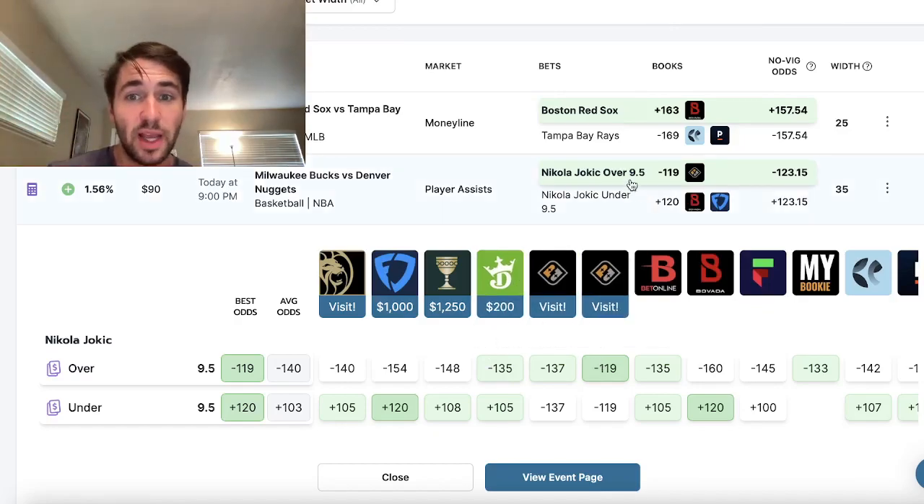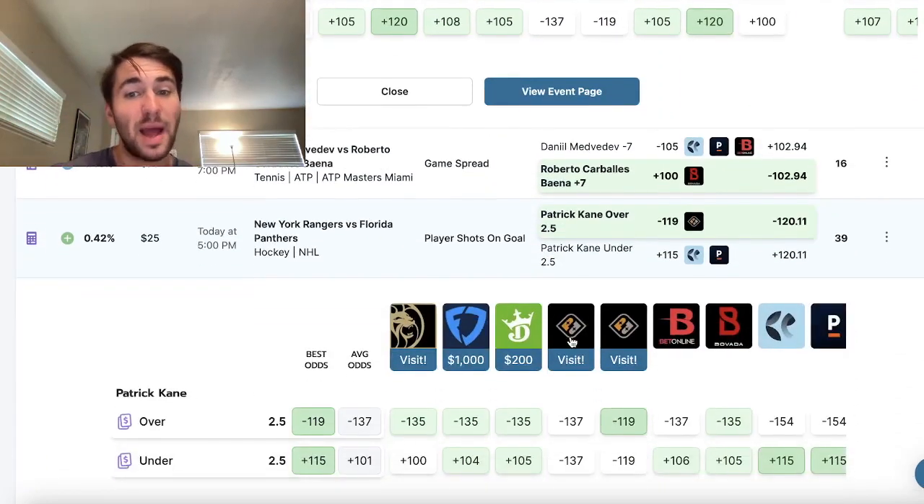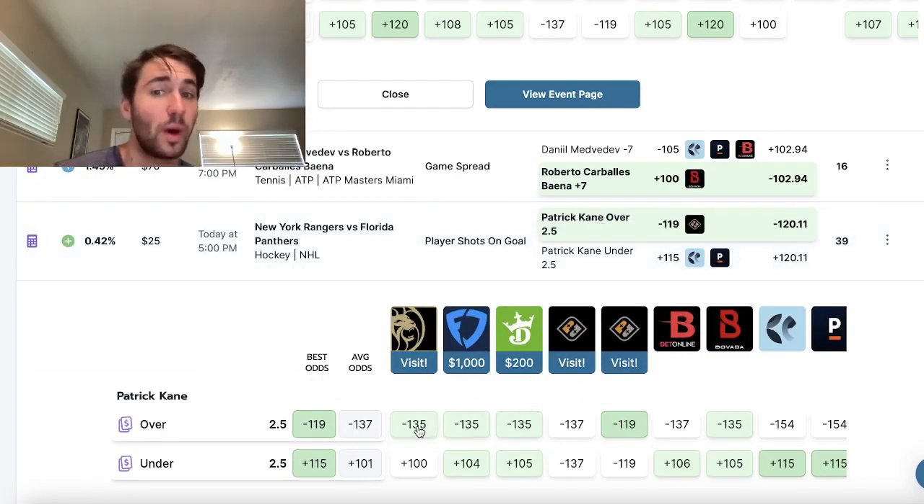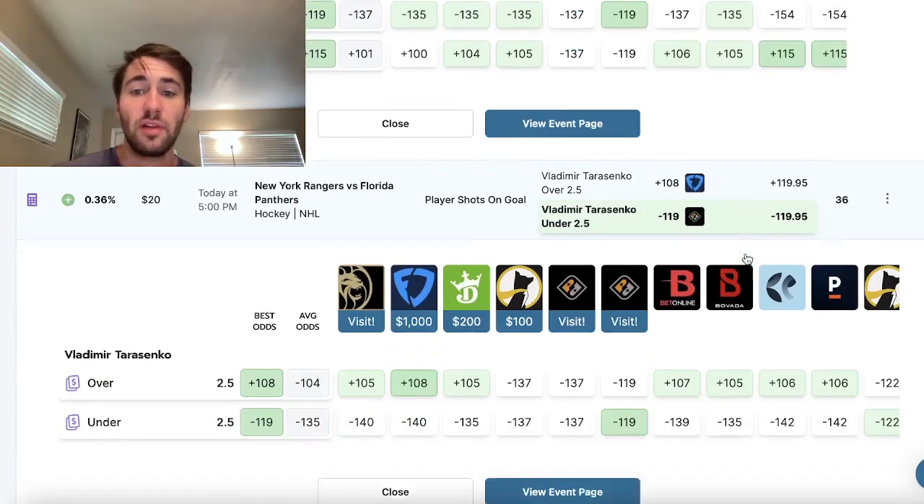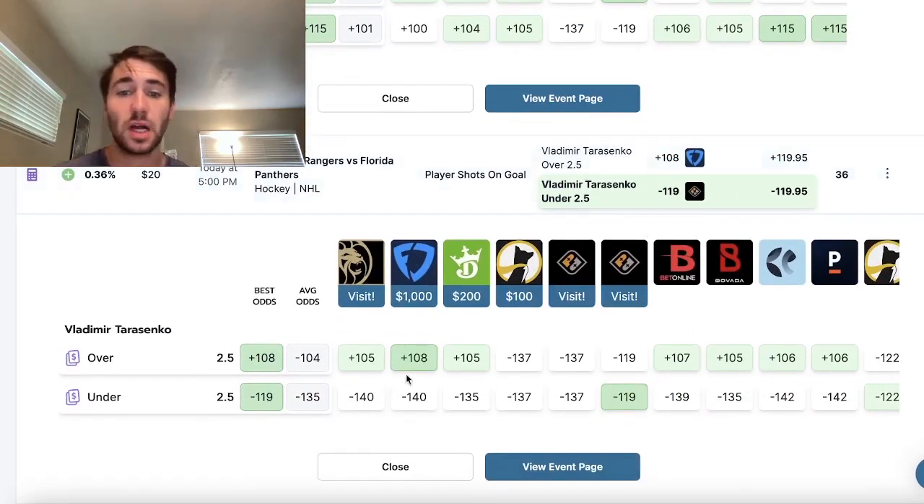So I went with this play, Jokic over 9.5 assists. Patrick Kane over 2.5 shots on goal. Why did I take the over? All sportsbooks, once again, have the over heavily favored. Pinnacle, the sharpest bookmaker in the world, has the over at -154. Bet in bold in green. Vladimir Tarasenko, under 2.5 shots on goal. Why the under for him, but the over for Patrick Kane? Here, all books have the under heavily favored, heavily juiced.